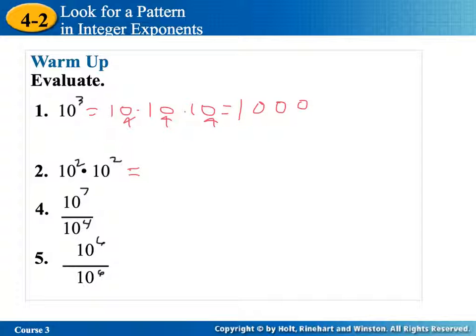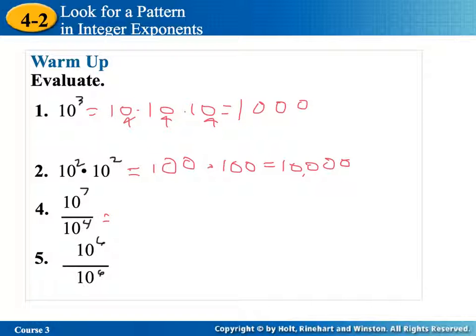10 to the second times 10 to the second. Well, that means we have 10 to the second is 100 times 100. Your answer, 100 times 100, is 10,000. I just added these zeros through. My answer, 10,000. Next one, 10 to the 7th over 10 to the 4th.